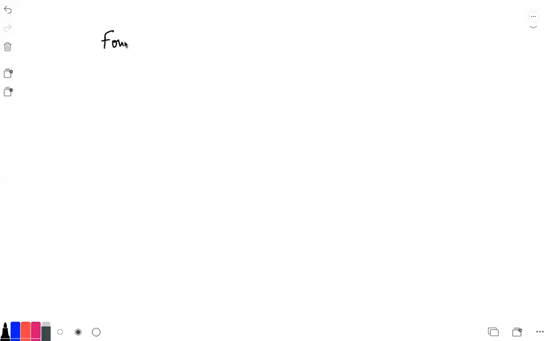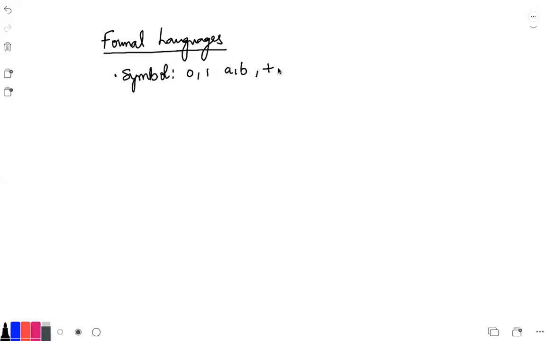So in the previous class, we discussed the basics of formal languages. I'll touch upon it briefly, just as a recap. We have discussed symbol, right? The basic characters in formal languages are symbols, not alphabets. So 0, 1, A, B, all the symbols. Each and every individual character we call a symbol in formal language.